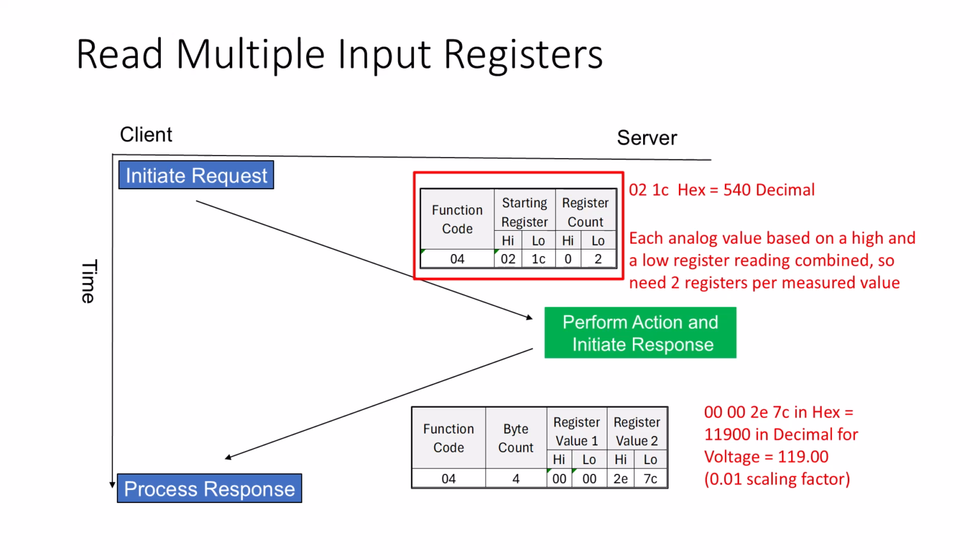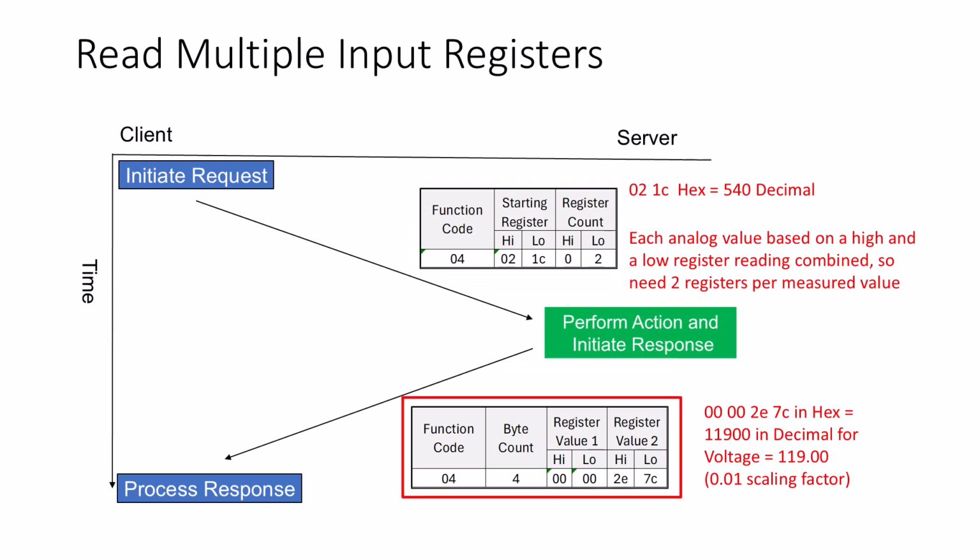If the server can fulfill the request, it responds with the message using function code 4. The response data also includes the number of bytes returned, 4 bytes in this case, and the register values 0 and 2E7C, both in hexadecimal, which combine to form 11,900 in decimal. Applying a scaling factor of 0.01 at the client gives 119.0, which represents the load voltage in volts.